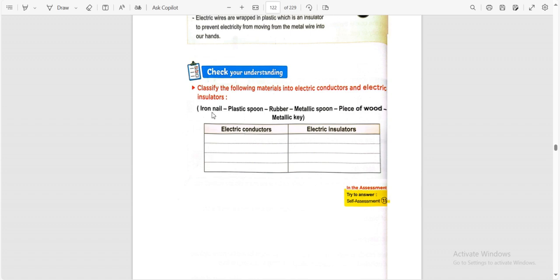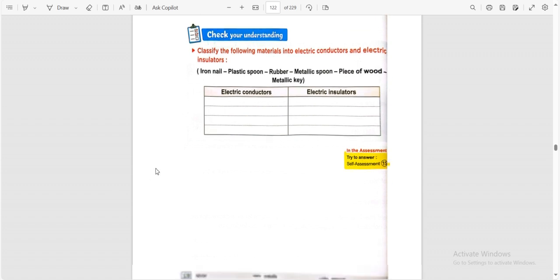So the iron nail, is it a conductor or an insulator? Well, it's a conductor. A plastic spoon is an insulator. Rubber, insulator. Metallic spoon, a conductor. We said metals are good conductors of electricity. A piece of wood is an insulator, and a metallic key is a conductor. Good.